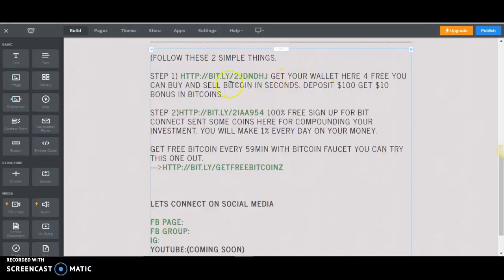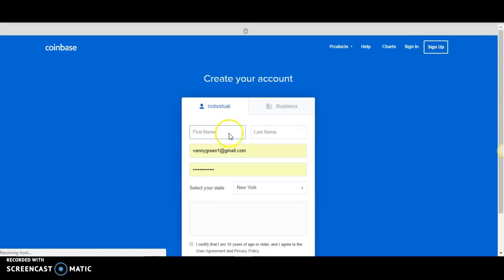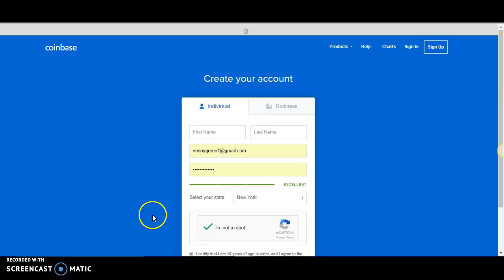Alright, so step one, you want to go ahead and click this link. It's going to take you to a website that's known as Coinbase, and you should be on the sign up page with my referral. You're going to fill out your information here. It's straightforward: name, email, create your password, and state. Make them know you're not a robot, let them know that you're also 18 or older, and then you want to log in.